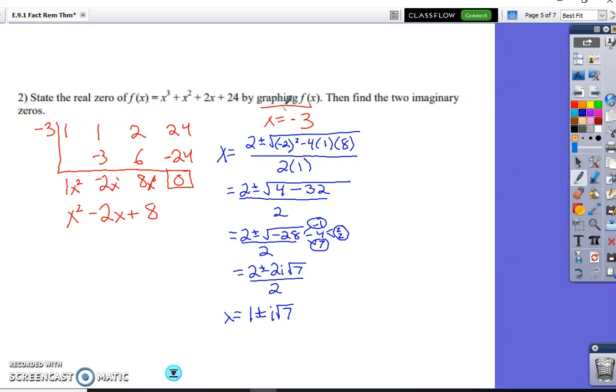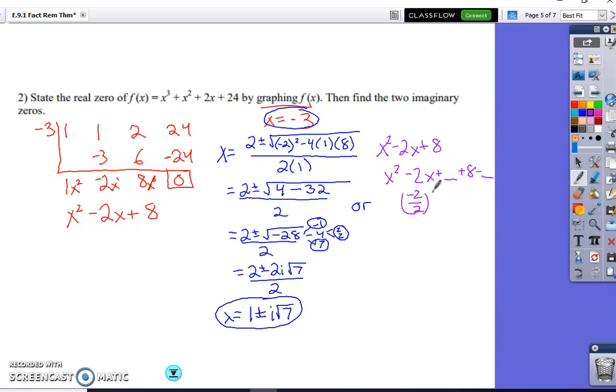So state the real zero by graphing, so this would be one of my answers, and then these are my imaginary zeros that I found in another method. If you would like to complete the square, just to do this real quickly, you can come over here and complete the square. And what you're doing is you're completing it without an equation, so you can't move it to the other side. So this is where we added and subtracted. We're going to do minus 2x plus blank plus 8 minus blank. We need to fill this in by taking this number divided by 2 quantity squared.